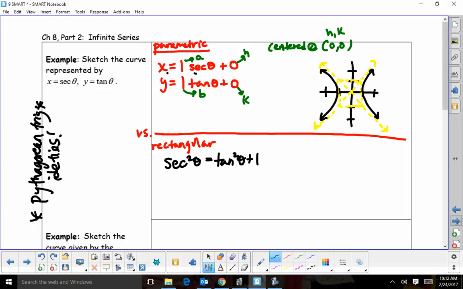Okay, well what is secant squared from what we had? We know that that's just going to be x squared. Does that make sense? Equals, what's my tan squared? Y squared, and then plus 1. That just drops down. So this equation is x squared minus y squared equals 1.